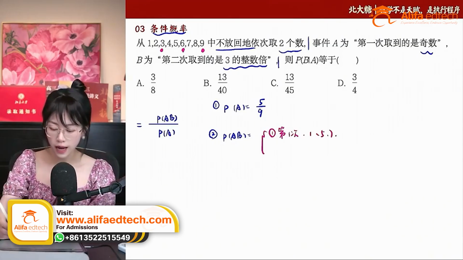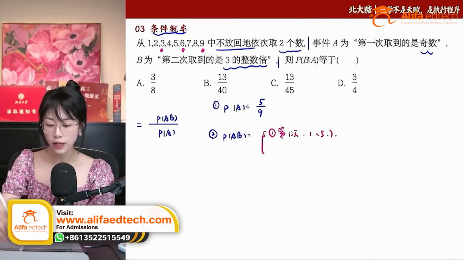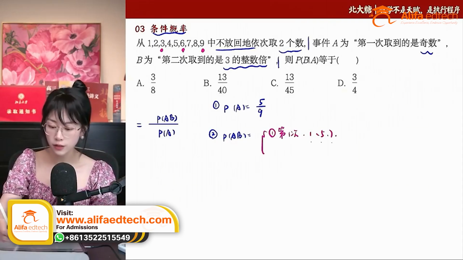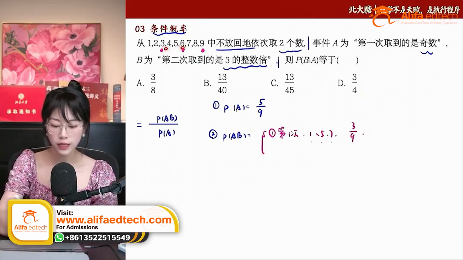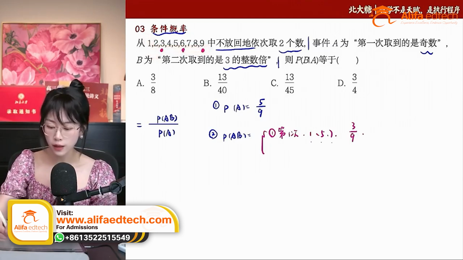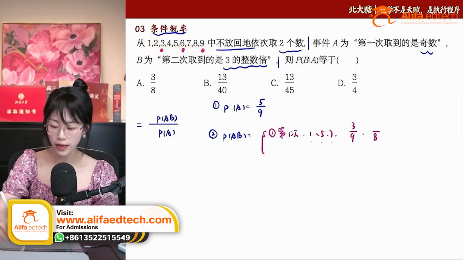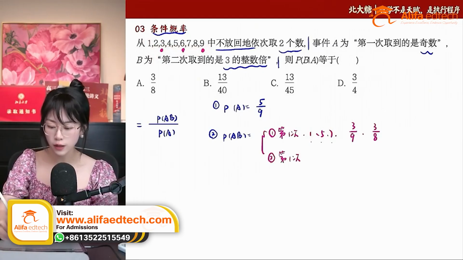Now think about this. Out of the 9 numbers, the probability of randomly picking one of these 3 numbers is 3 out of 9. For the second draw, we pick from the remaining numbers, and we want one of 3, 6, and 9. There are 8 numbers left. So from these 8 numbers, the probability of picking one of these 3 is 3 out of 8.